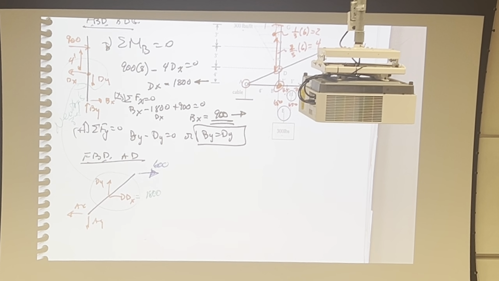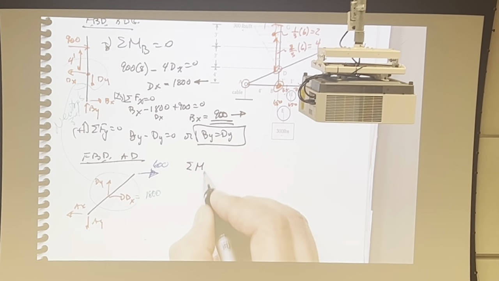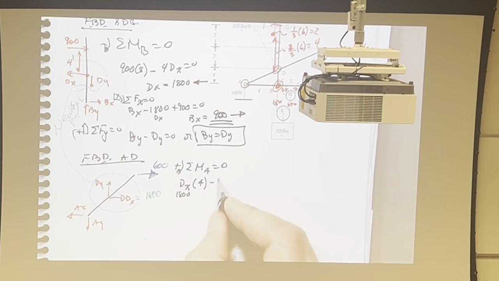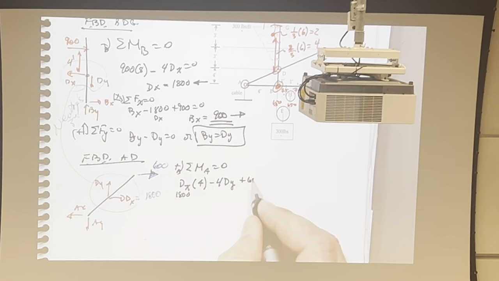Okay. Now what? I'm going to do sum of moments at A equals 0. Clockwise positive. That's going to be dx times 4, which is 1800. I already know that one. Minus 4 times dy plus 600 times 7 equals 0.